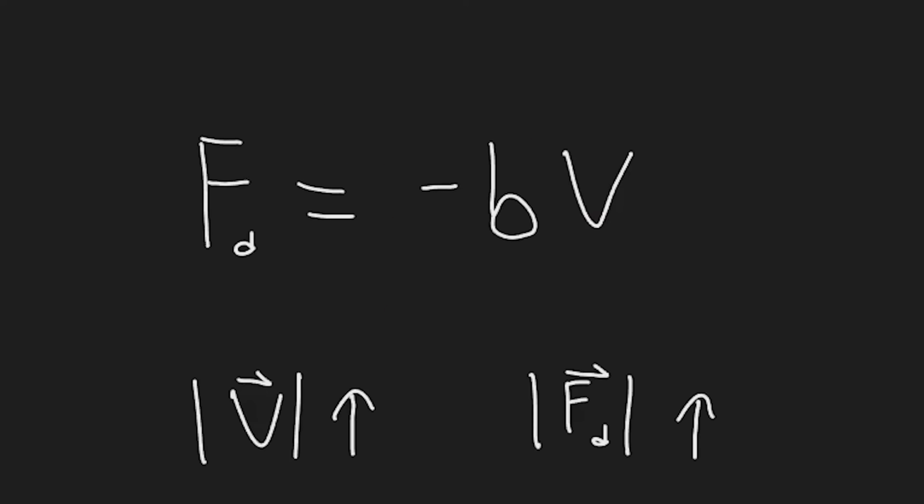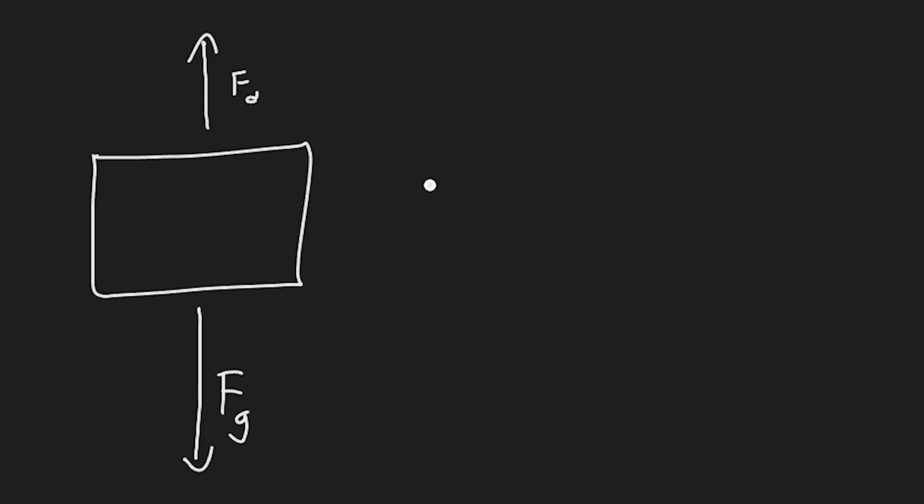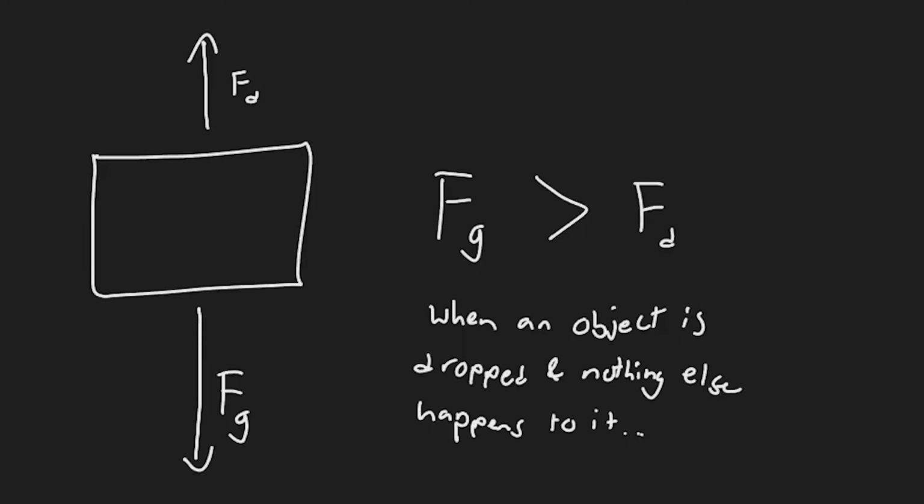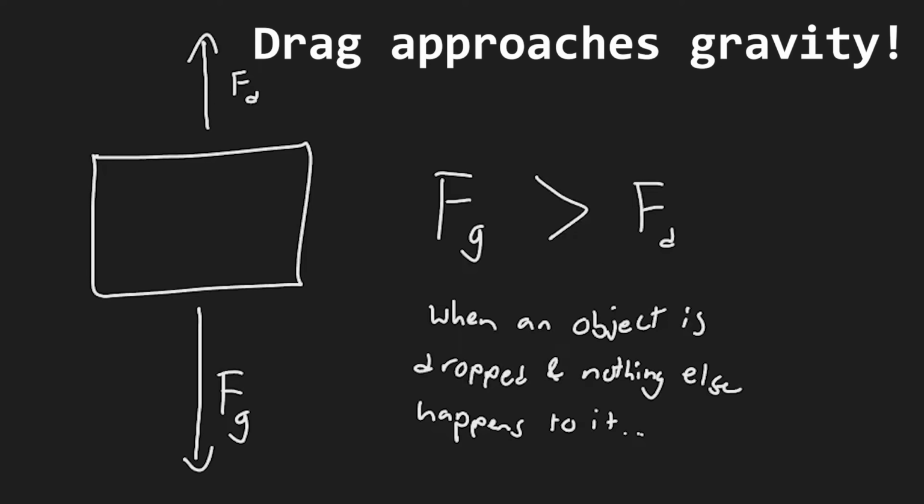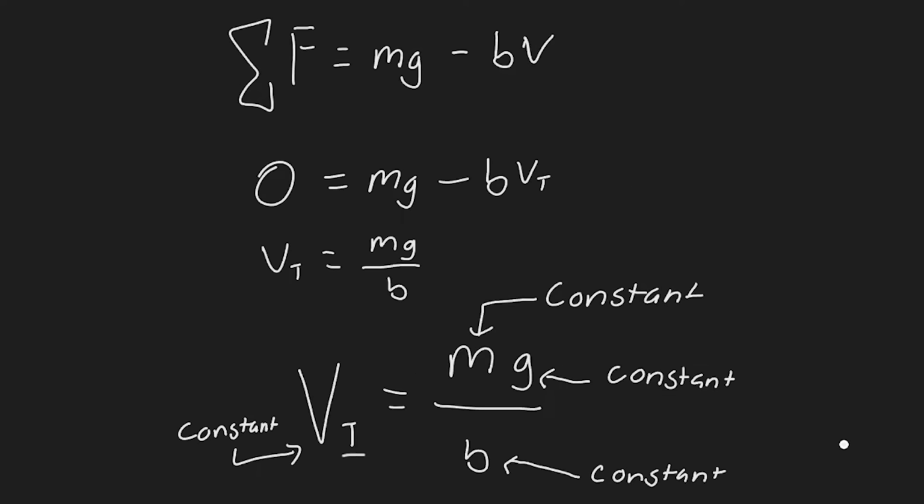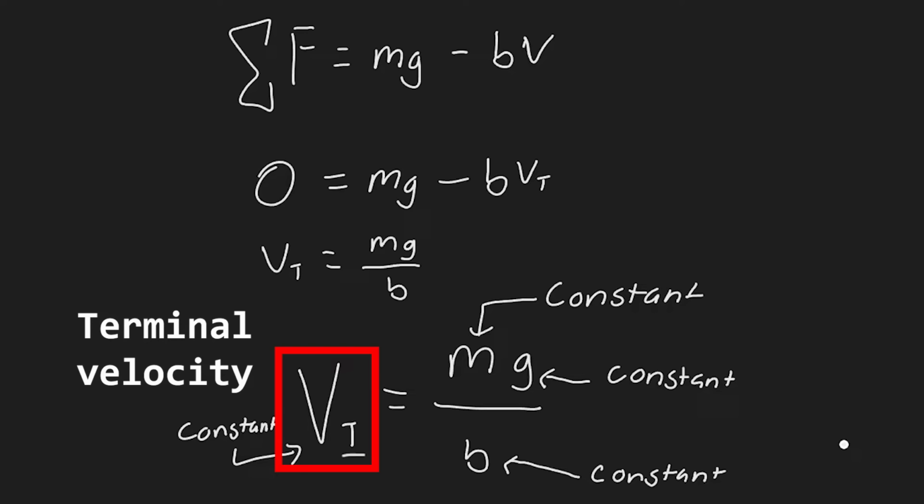So as you can see, with this equation, the force of drag is directly proportional to its velocity, which means that the drag force will increase as an object is in the air. The other force acting on an object is gravity, which is constant. And because drag is a force that resists motion, it can't be greater than the force of gravity. So this means that the drag force will approach the force of gravity. Because of that, the object's velocity will approach a single value it will not pass, unless something else happens to the object. This velocity is called the object's terminal velocity.